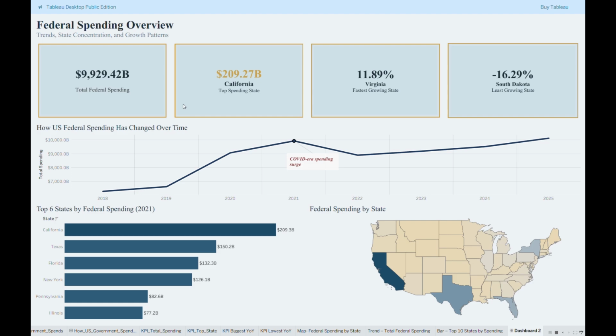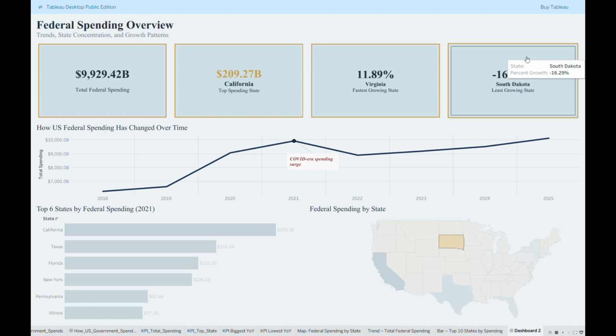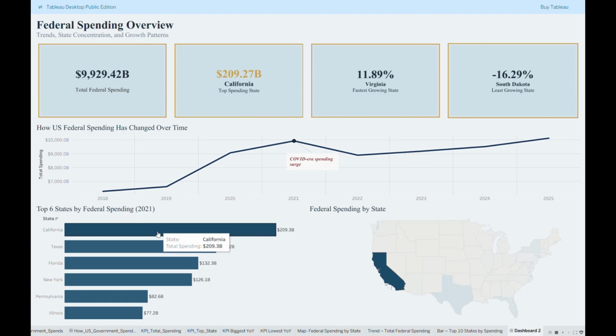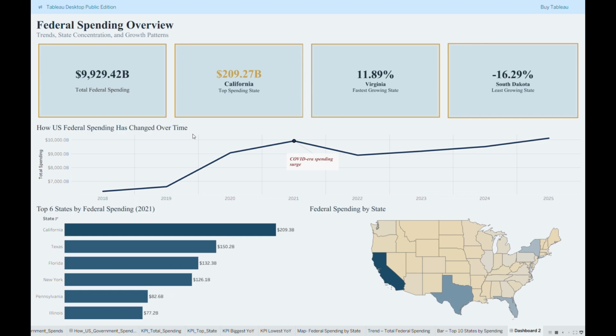Let's start with the state level analysis. This chart shows federal spending across all US states, but to keep things readable, we have highlighted the top 7 spending states for each year. At the top, you will see 4 key performance indicators that summarize the story for any selected year.